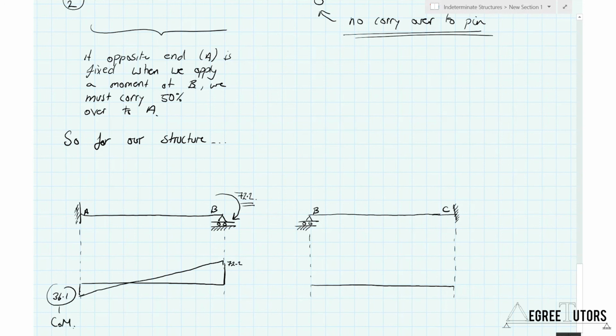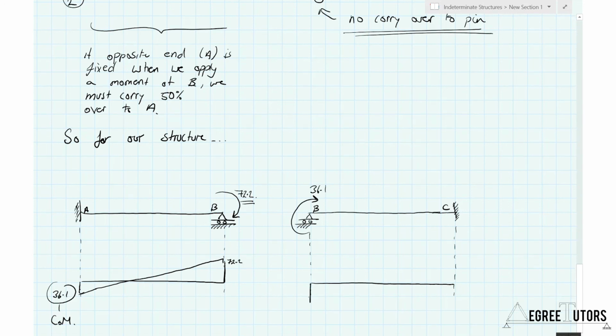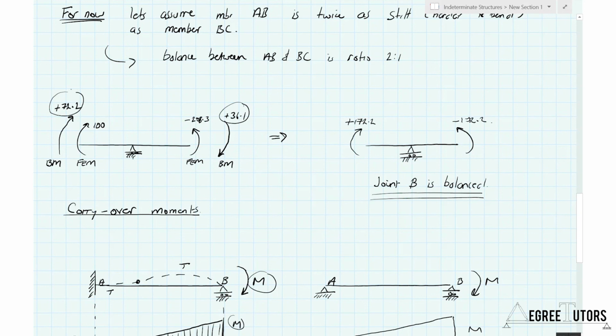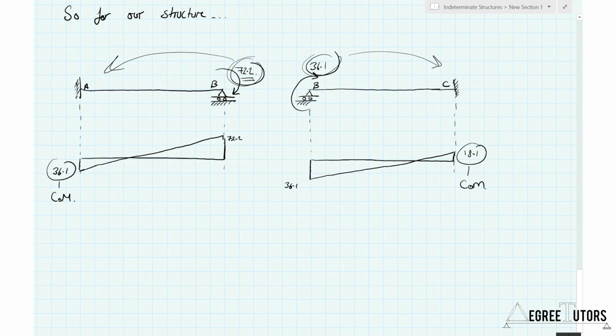And then the exact same thing happens on the other side. We applied a moment of 36.1, which would give me a bending moment diagram like this, where that's 36.1, and then half of that is carried over to the fixed end, which is 18.1. And again, that's my carryover moment. So remember, this one and this one are simply this one and this one, where that was joint B. So that's it. That's all there is to the carryover moments.